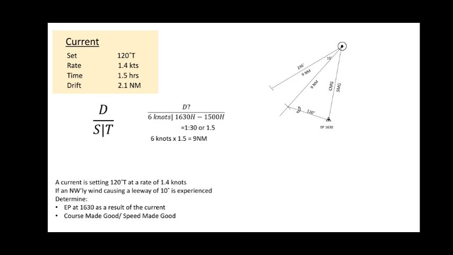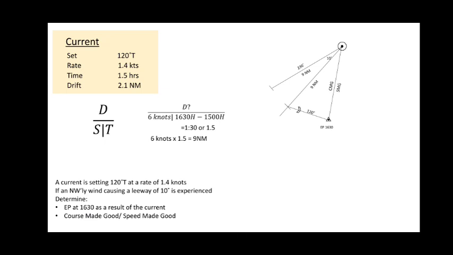The formula that we can use is the same as in our first problem, which is D over S multiplied by T. The distance is missing again, over 6 knots multiplied by 1630 minus 1500, equals 1 hour 30 minutes or 1.5. Our 6 knots multiplied by 1.5 equals 9 nautical miles.